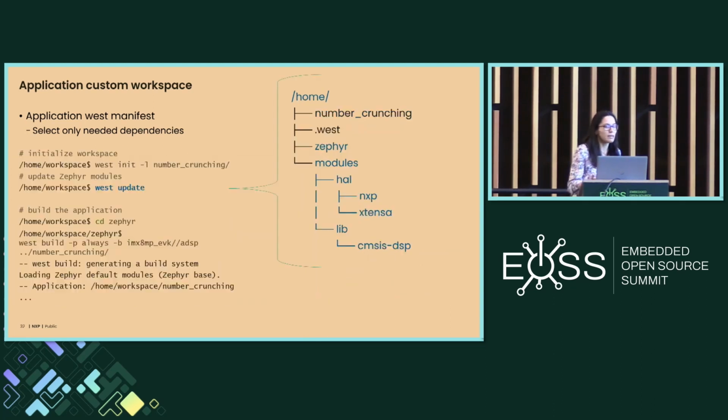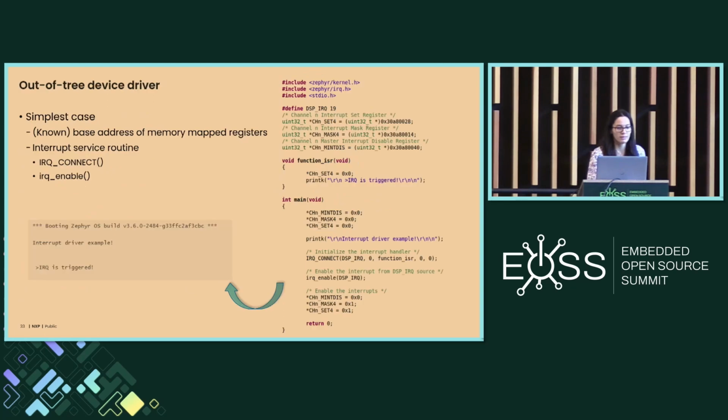So I'll create my own west.yml. Next, when building the application, after we initialize the workspace, we use west update to populate the workspace, so only the needed dependencies are brought there. And next we can build the application as before, west build and the application. And yeah, that's about it. That's about it about an application.